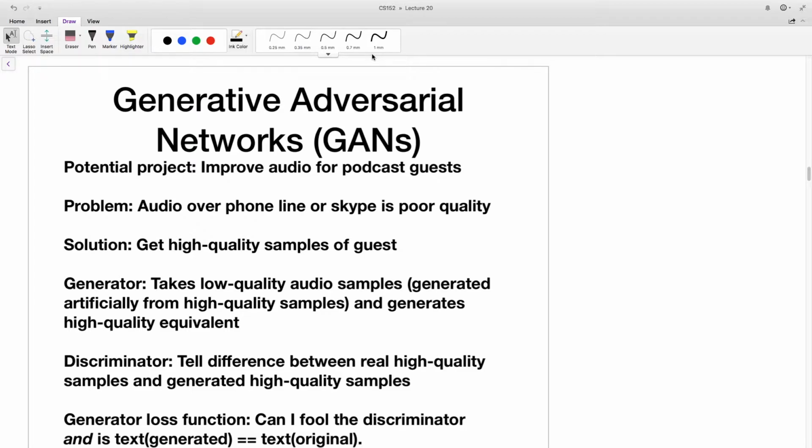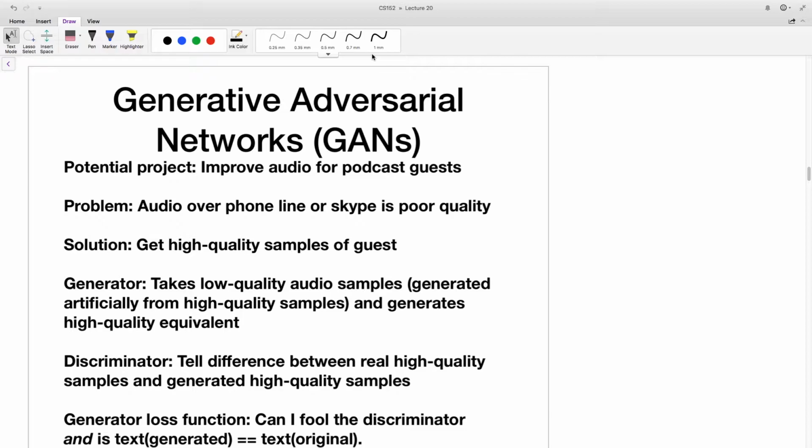And then the discriminator wants to tell the difference between them. Okay? So can it tell the difference between real high quality and generated high quality? We have the potential for mode collapse if we're not careful. In fact, we have the potential for taking low quality audio and generating high quality audio.